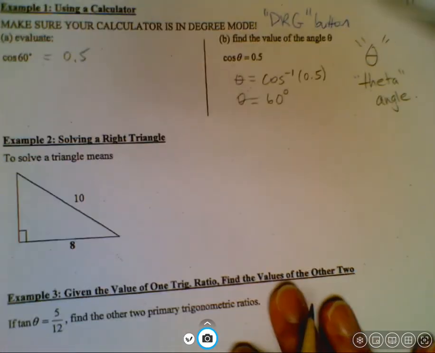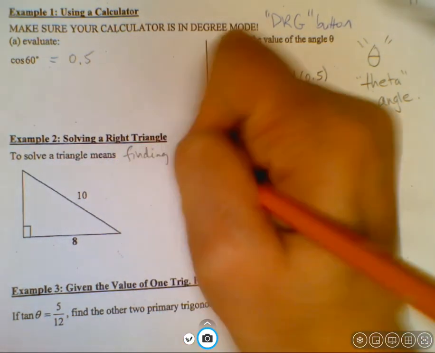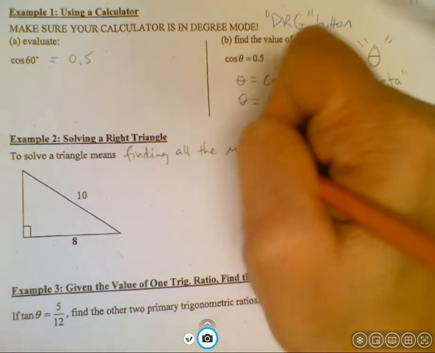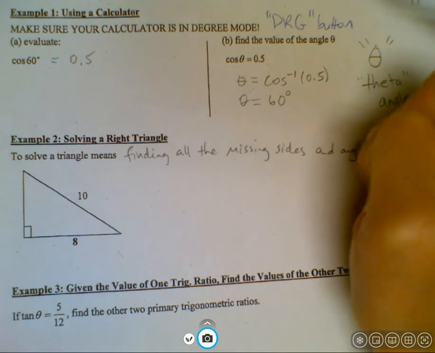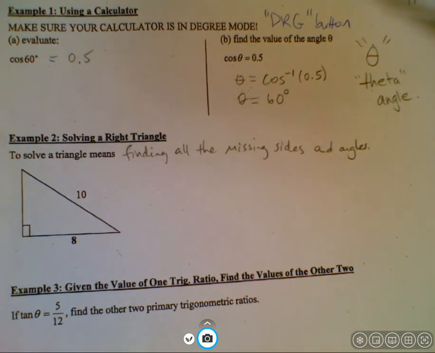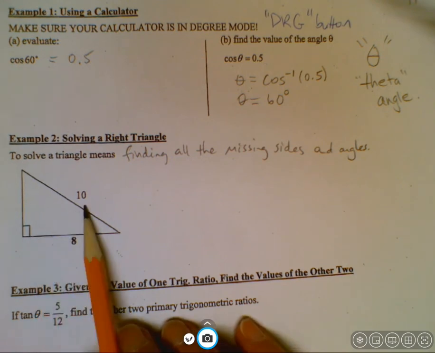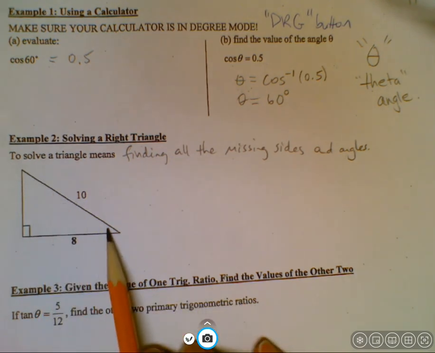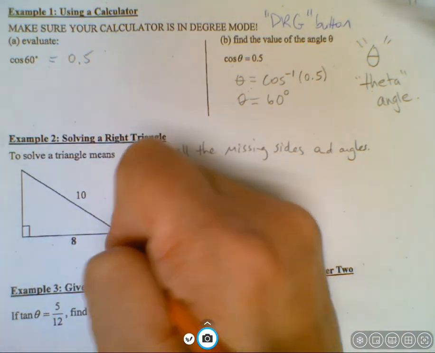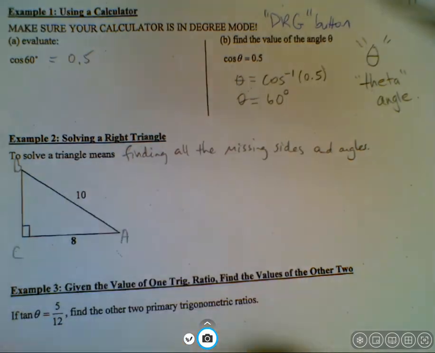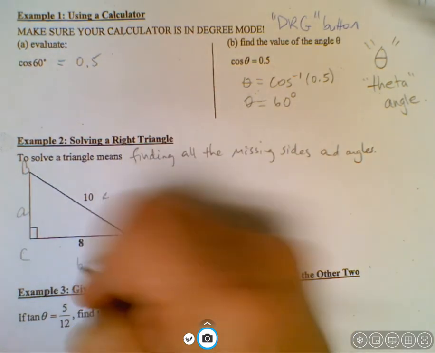Okay. Solving a right triangle means finding all the missing sides and angles. Okay. This triangle, well, there's always going to be this 90, but this triangle here has one side length given as 10, the other one is given as 8. I need to find all the others. So let's label them A, B, C. You can put the letters wherever you want. Here's little a, here's little c, and here's little b.